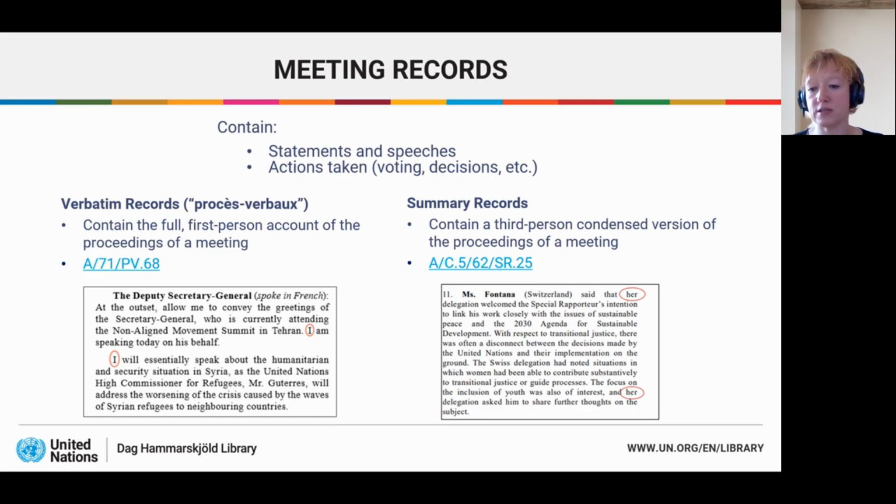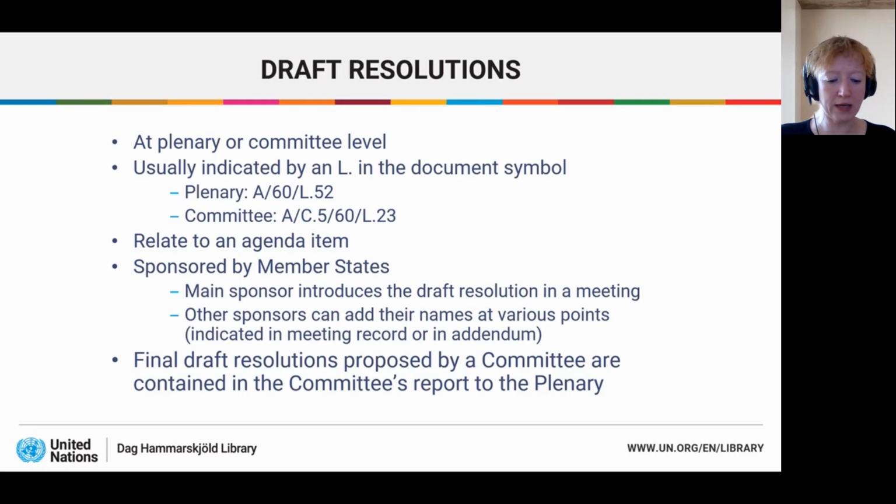And in the General Assembly, it's the plenary and the first committee that are entitled to verbatim records. All others that have meeting records usually have summary records. So our meeting is taking place. A draft resolution is introduced. This can, as we have seen, happen on the plenary or on the committee level.